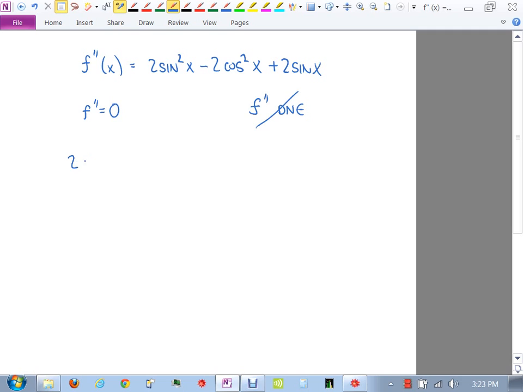Any idea on how to set this one equal to 0? Take out a 2? All right. It's fine with me. You take out a 2 and divide everything by 2, right? So I can just go 2's are gone. Now what? Good question, right? It would be nice if that was sine squared x plus cosine squared x, wouldn't it be? Because then it would just be 1, wouldn't it? That'd be too easy.